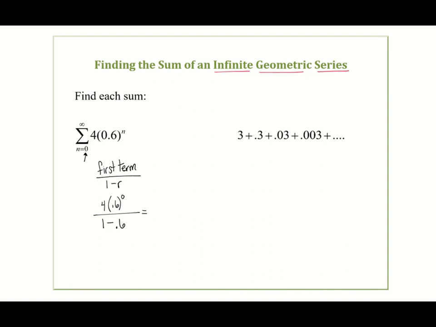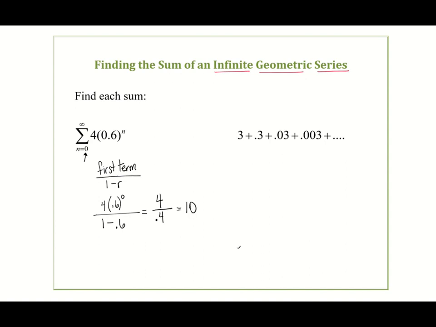We have the top is 4 times 1, which gives us 4, and the bottom is 1 minus 0.6, which works out to 0.4. Doing 4 divided by 0.4 is actually not a super difficult problem. The answer to that is just 10.